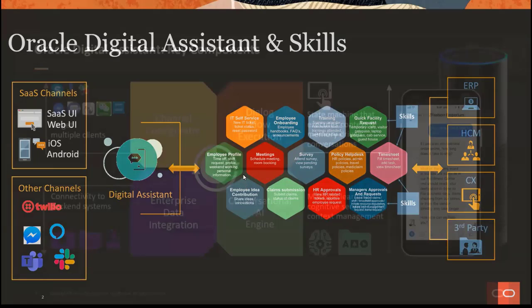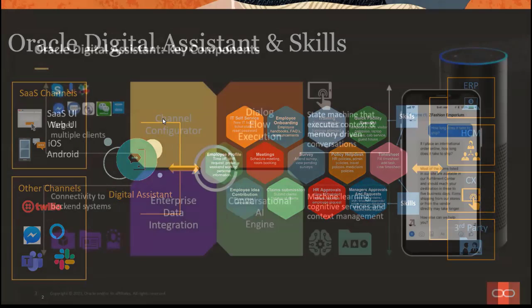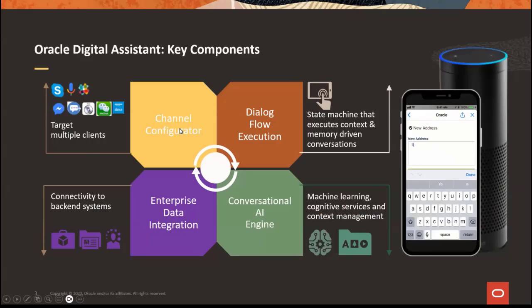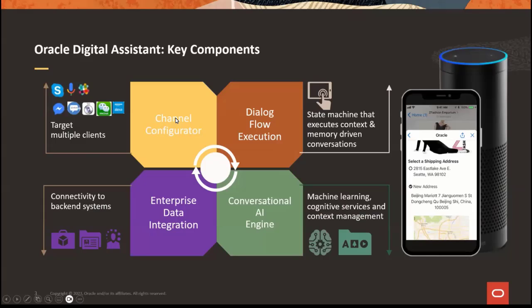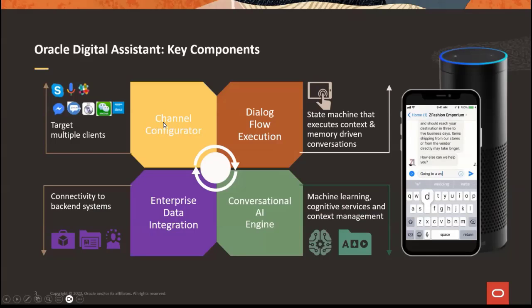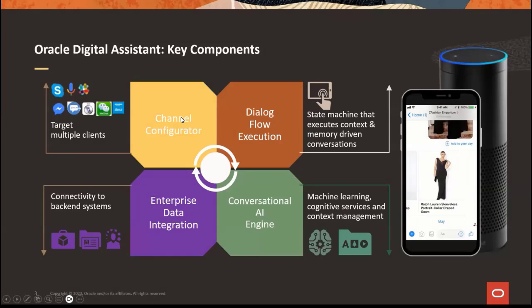It's just a brief overview of the main parts of ODA. First one is the channel configurator. There are various channels you can set ODA up on, as I mentioned earlier, and one user can talk to the bot through multiple different channels. So you can have the same digital assistant on Teams, through text, on the web. Every user can have a conversation with the bot, and it'll be the same digital assistant.